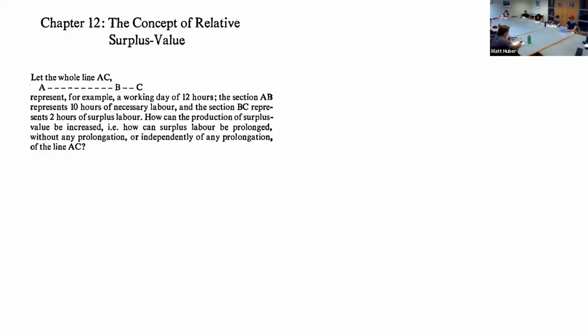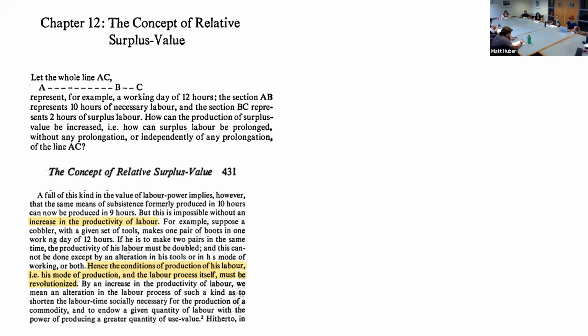And as you can see, he does this kind of extreme example where the necessary part of the day, A to B, is 10 hours out of the 12 hours. And basically the only way you can increase surplus value is by decreasing A to B. So that's what we're talking about through these next 4 chapters.